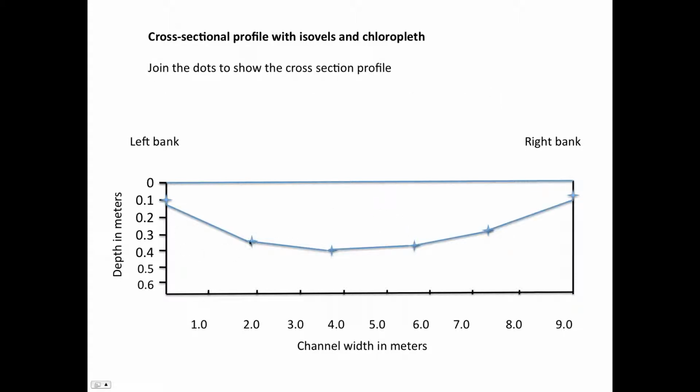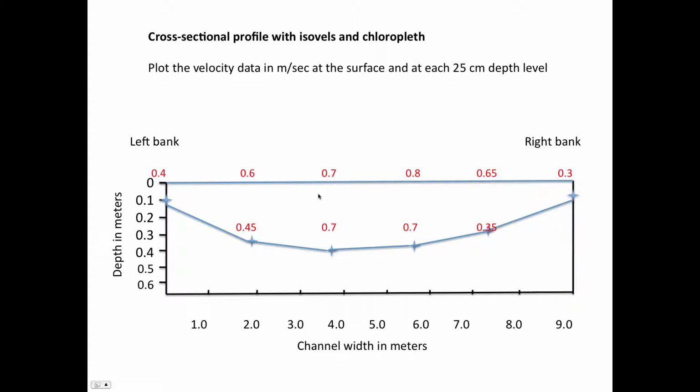You then simply need to connect those points with a ruler and you get the cross profile. And that effectively is the fisheye view of the river. And what I'm going to do next is overlay velocity. I've put it along the top because that represents the surface velocity that we measured on the day. I've placed those at the same points as we measured depth and velocity.